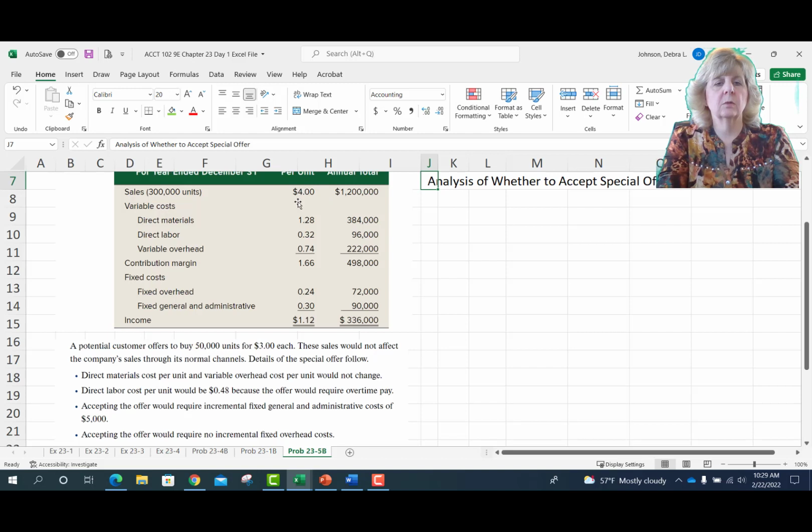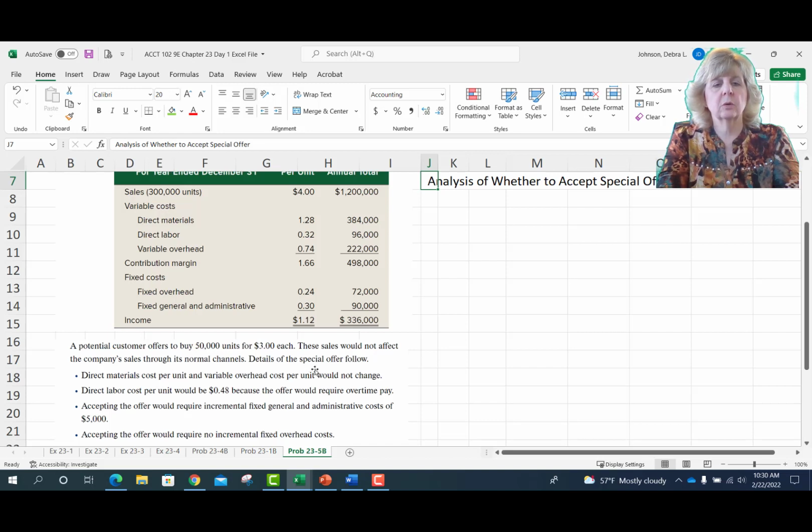Again, notice we normally sell our product for $4. These sales would not affect the company's sales through its normal channels. There are pricing laws in the United States, specifically the Robinson-Patman Act, that need to be addressed, and you need to be really careful when you do something like this that you don't upset your current customers who are paying that $4. So just keep that in mind as we take a look at this.